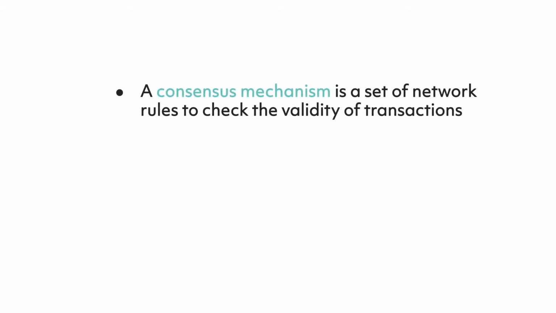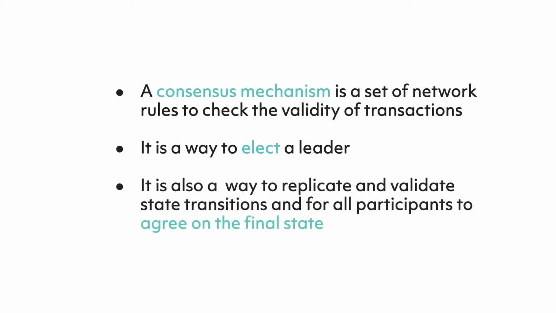Number 1, a consensus mechanism is essentially a set of network rules to check whether a transaction is valid or not. Number 2, it represents a way to elect a leader who proposes which transactions to process. And finally, number 3, it is a way to replicate and validate state transitions proposed by the elected leader and for all participants to agree on the same final version of the state.